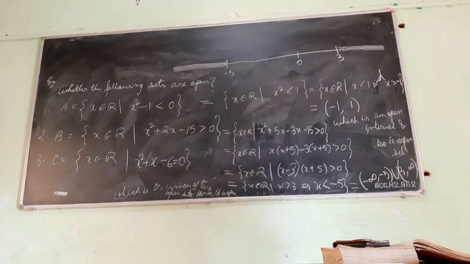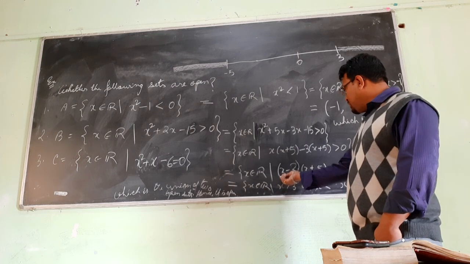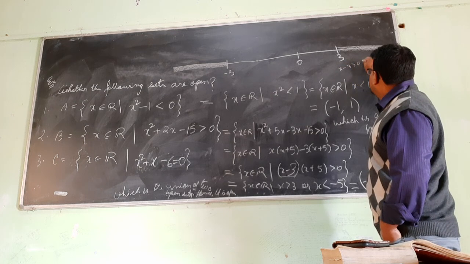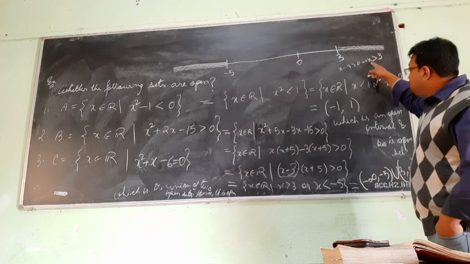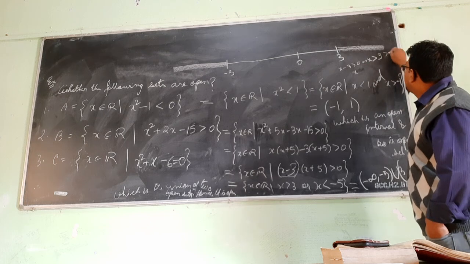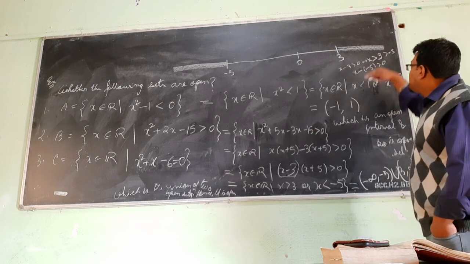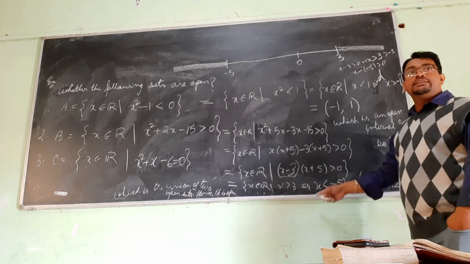x greater than, x less than, their product is positive. So one case is x minus 3 is positive. When x minus 3 is greater than 0, this implies x is greater than 3. So when x is greater than 3, x is also greater than minus 5. So x minus 3 and x plus 5 are both positive, and their product is positive. So either x is greater than 3 or x is less than minus 5.